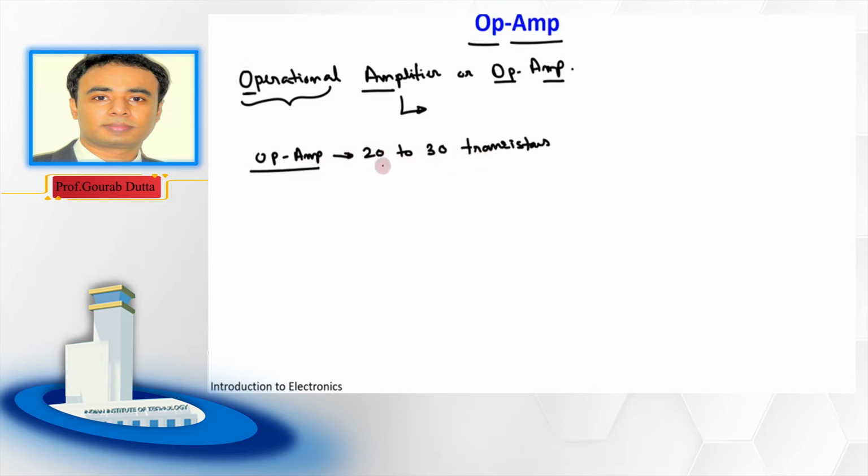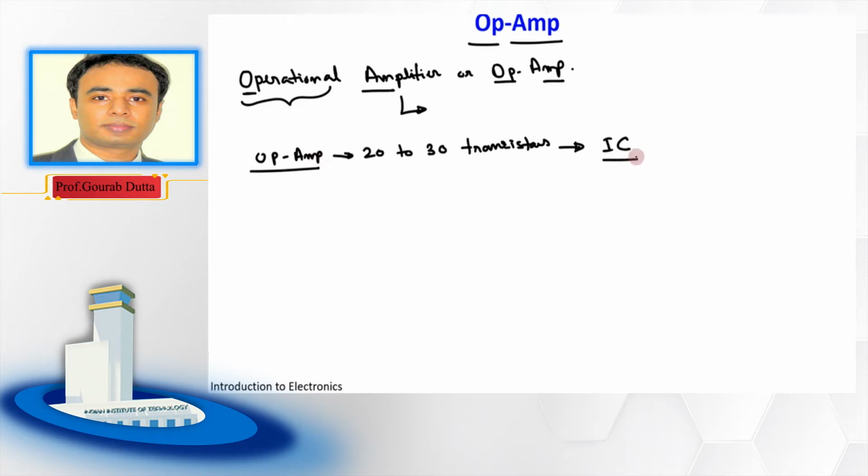So obviously these 20 to 30 transistors, along with the other passive components, for example resistors, are fabricated on the same silicon chip and they are integrated with each other, right? So this op-amp is also an integrated circuit, right? Because all the components, including the active components as well as the passive components, are fabricated on the same silicon chip. So op-amp is also an integrated circuit.